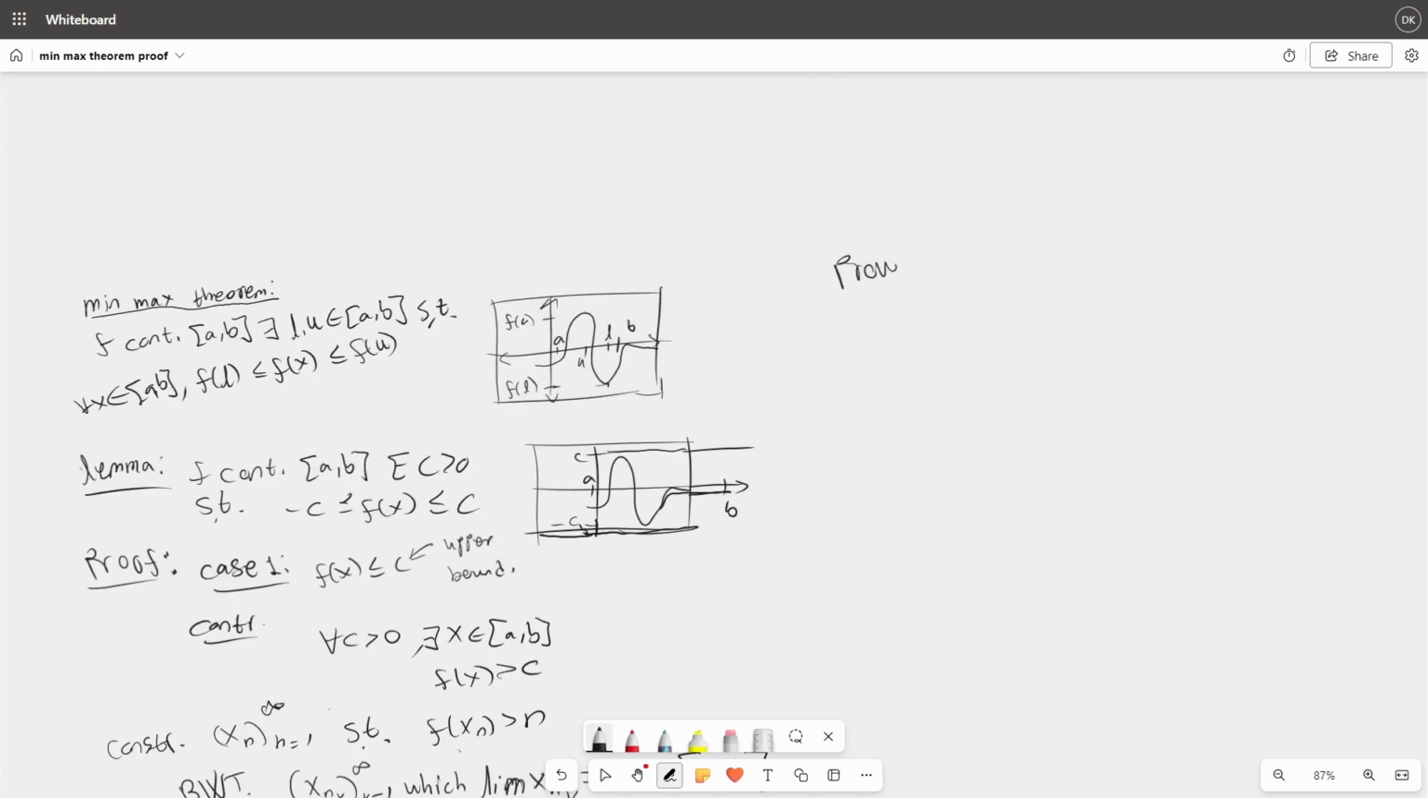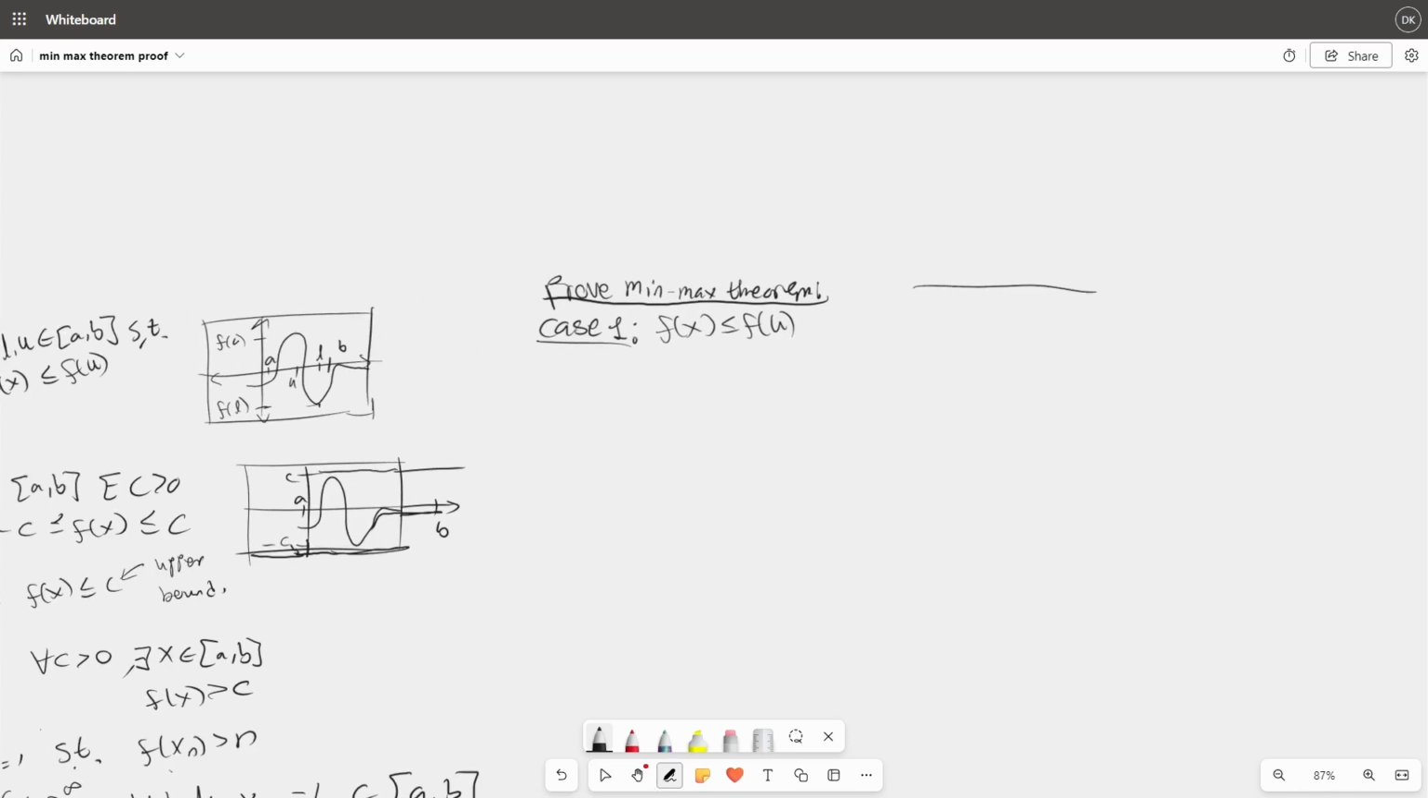So now we prove the min max theorem. Okay, we do another proof by cases where we prove f of x less than or equal to f of u. Okay, so we draw a picture for intuitive understanding, like we did before. We use the fact that we proved the lemma. So first of all, we use the lemma to know f is bounded.